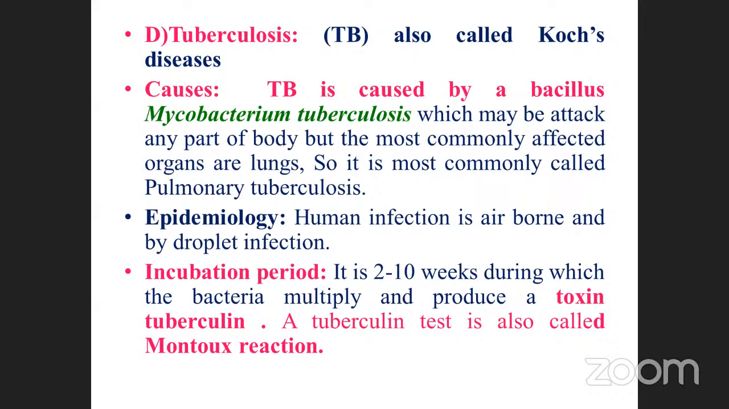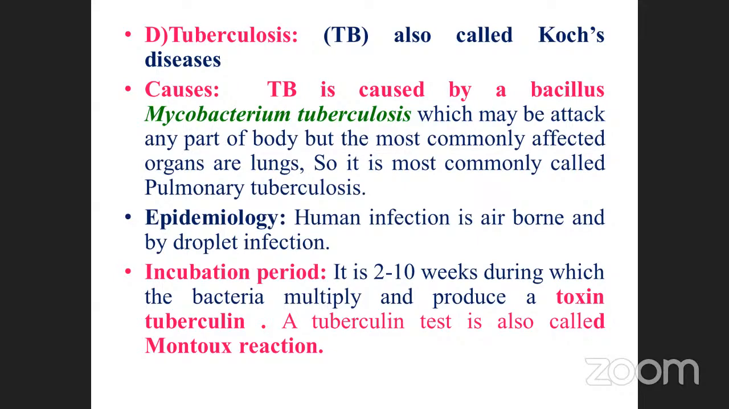Causative organism, Mycobacterium tuberculosis, which may attack any part of the body, but the most commonly affected organ is the lungs only. TB means lungs. AIDS is a good friend of which one? TB. So it is most commonly called pulmonary tuberculosis, because the lungs are easily affected. It is also an airborne disease. Epidemiology: human infection is airborne and also by droplet infection.